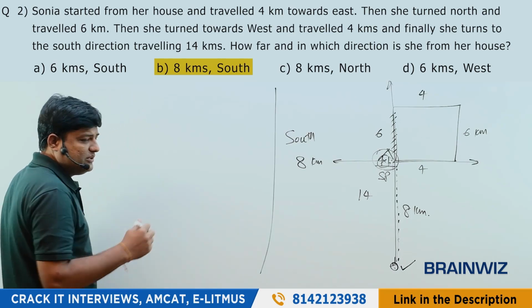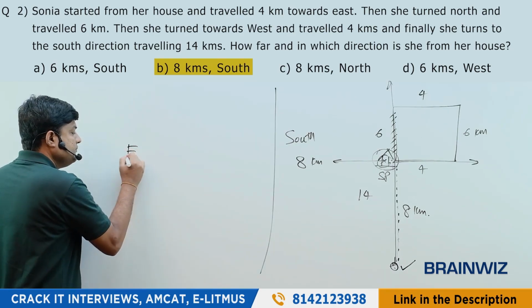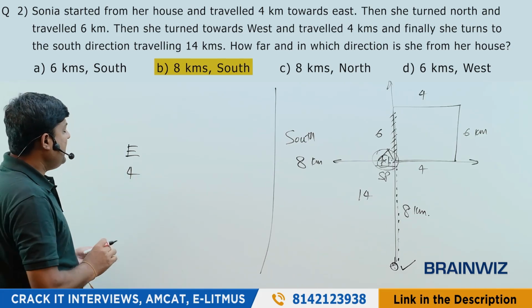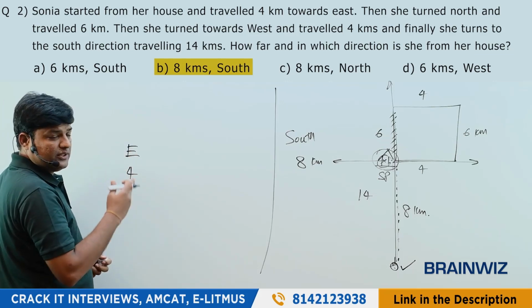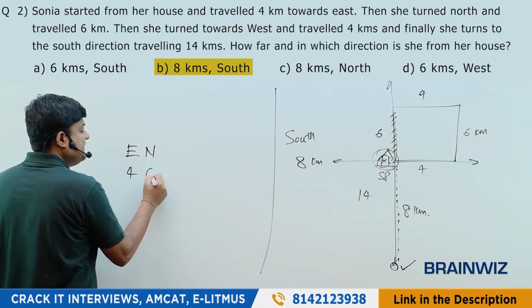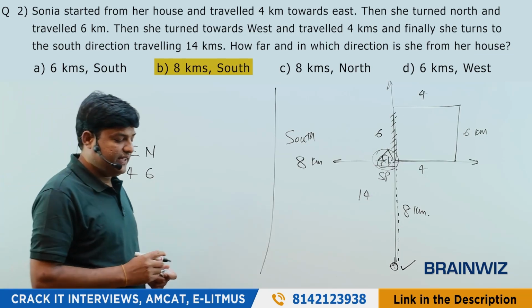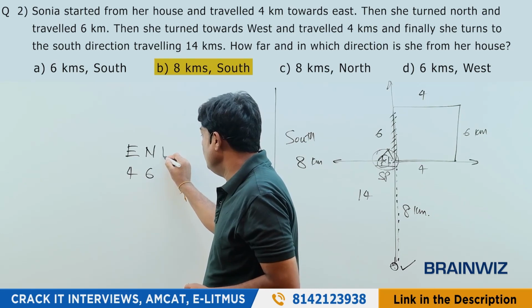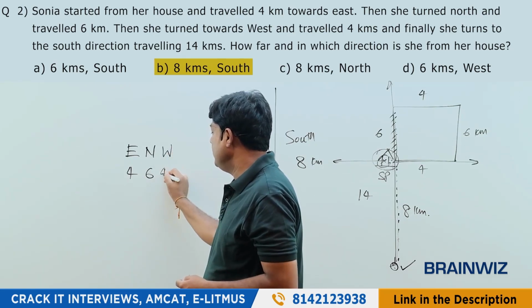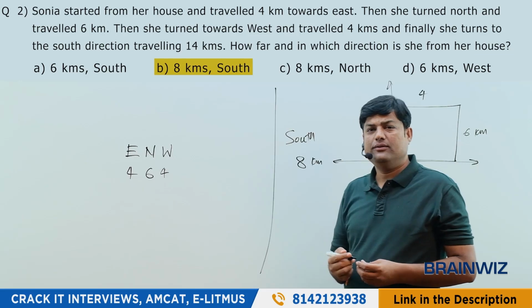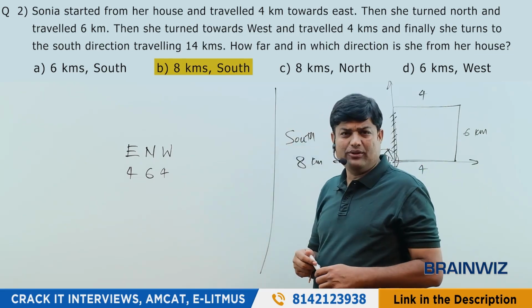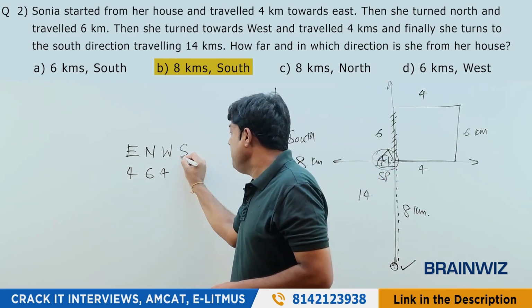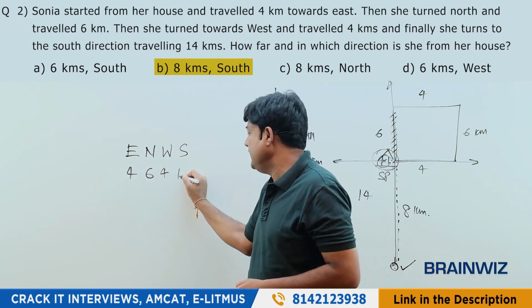Sonia started from her house and went east 4. That's it. No diagram, only information. Now she has taken north. You can see the question. In the north she has gone 6 kilometers. Again she has taken the west direction. So I'm supposed to write down here W. West stands for W, 4 kilometers. And when she has gone west 4 kilometers, finally you can see the question on the screen. Finally she has gone towards the south. So I'm going to write down south, and the distance is also mentioned, that is 14.